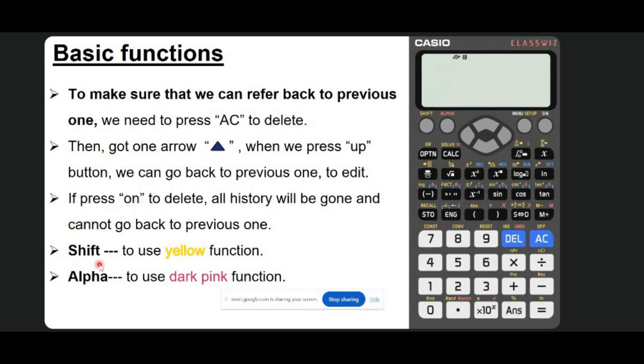So for the shift button and the alpha button here, the shift button is yellow color. This means that it controls the yellow function on your calculator. For the one with yellow color, you need to press shift and then press the button. Then you can use the yellow function. The alpha is pink color, so you need to press alpha to use every pink color function on your calculator.